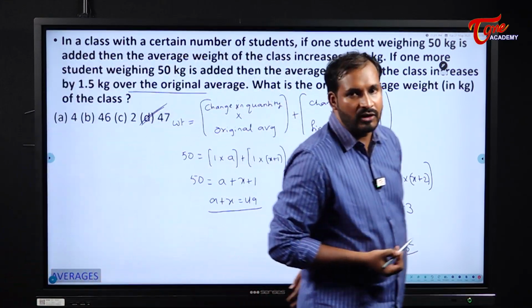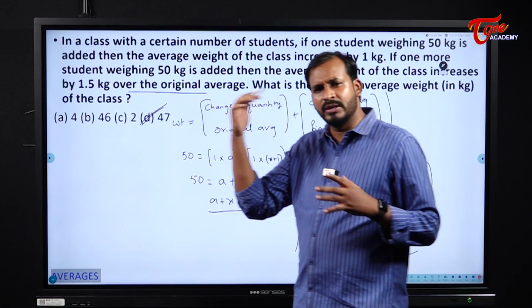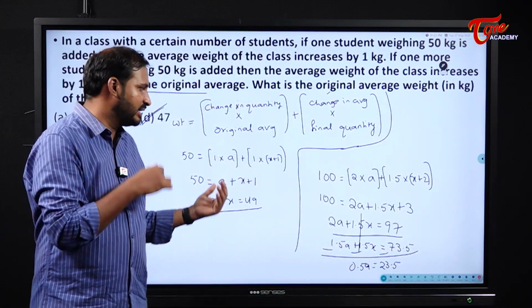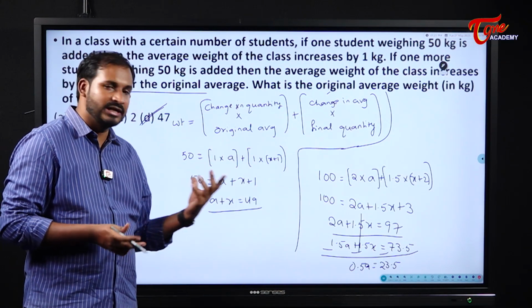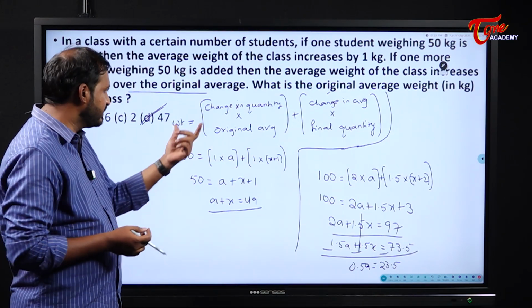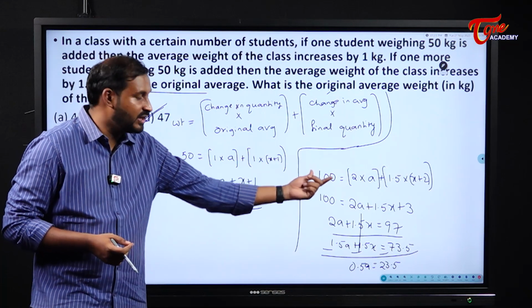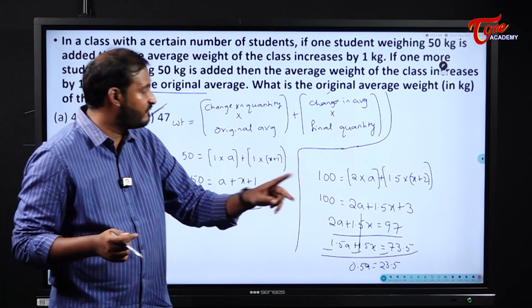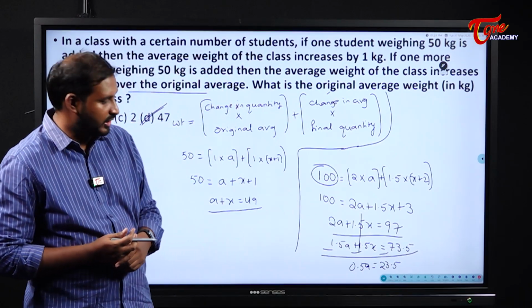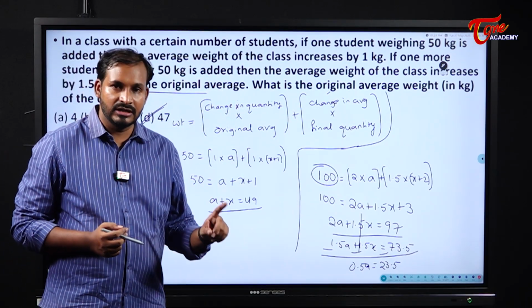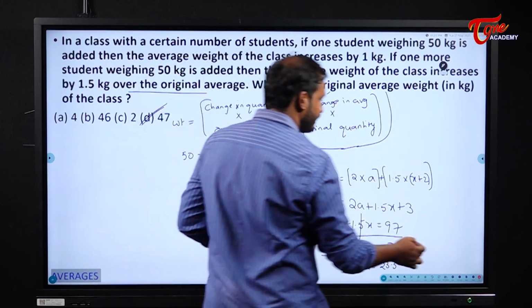So if you know the formula, you need not think too much about when this thing happens or that thing happens. If you know the formula, you can simply substitute in that and you will get the answer very quickly. This is when one person is added and this is when two persons are added. Please be careful. Here you need to add the total. Okay, understood? Understood. Now we will see the next problem.